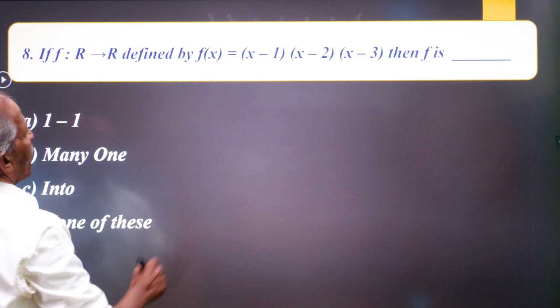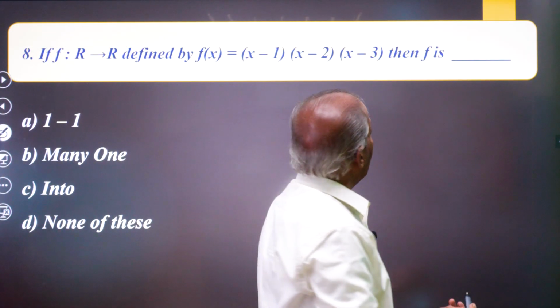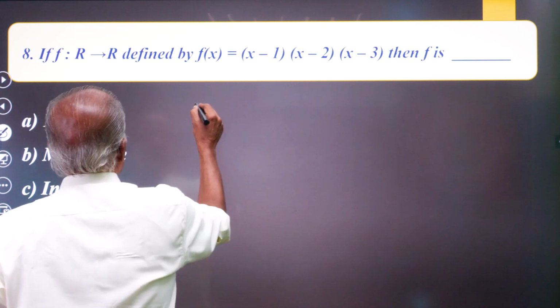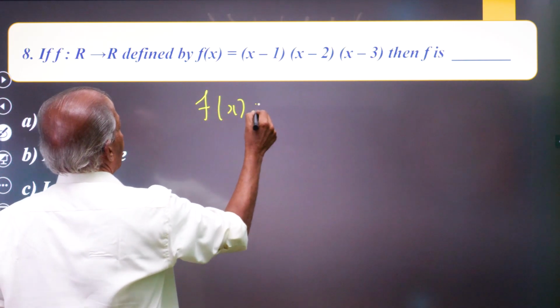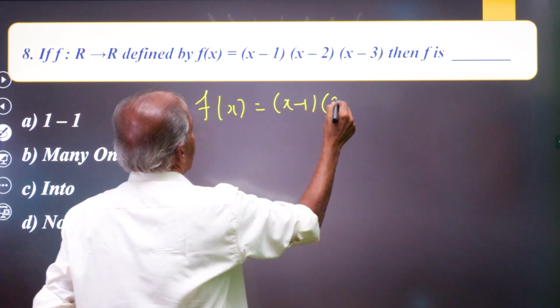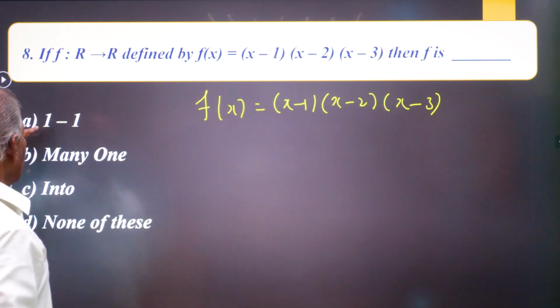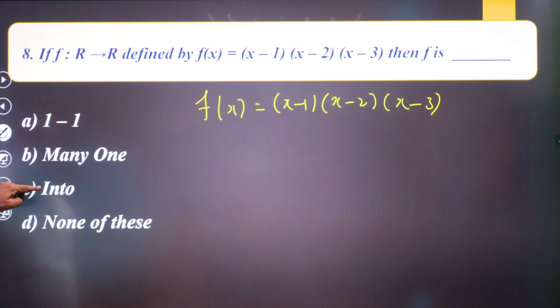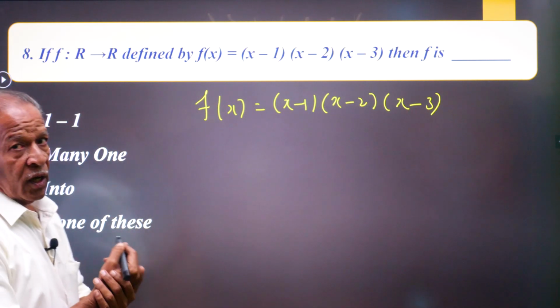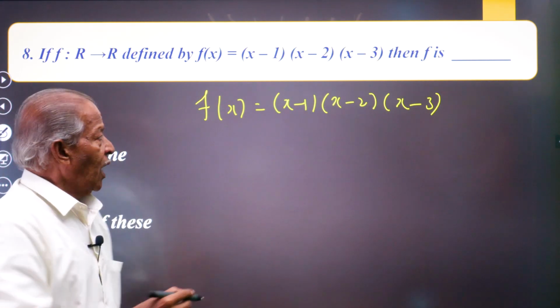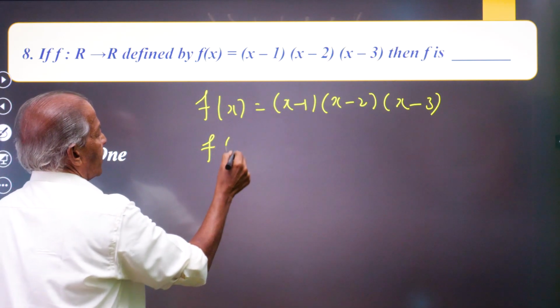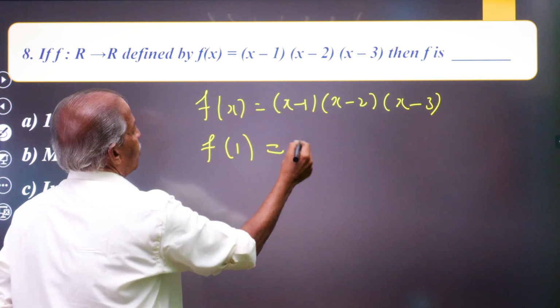I am going for the 8th problem. The 8th problem is defined by f of x equal to x minus 1 into x minus 2 into x minus 3. Then, is it 1-1? If not 1-1, then onto or not onto, we have to check it. The 1-1 condition, you know that. I am checking here, look here, f of 1. If I put 1 here, the value equals 0.